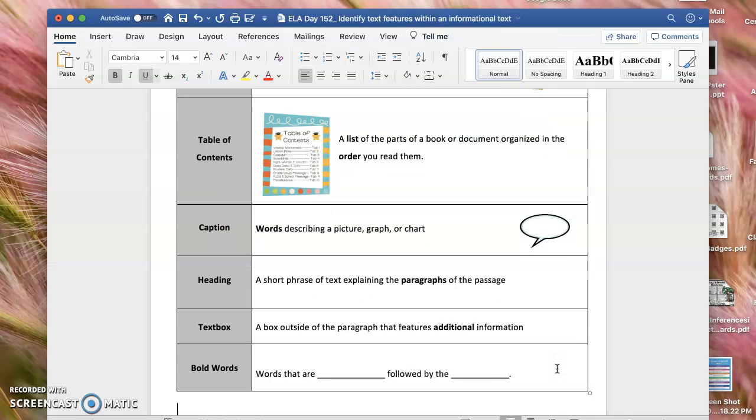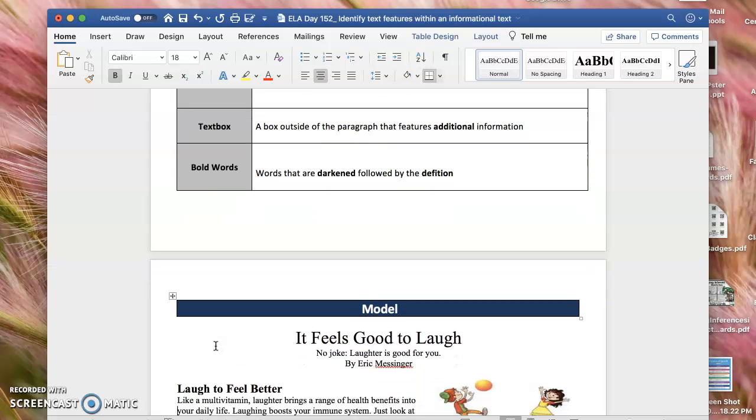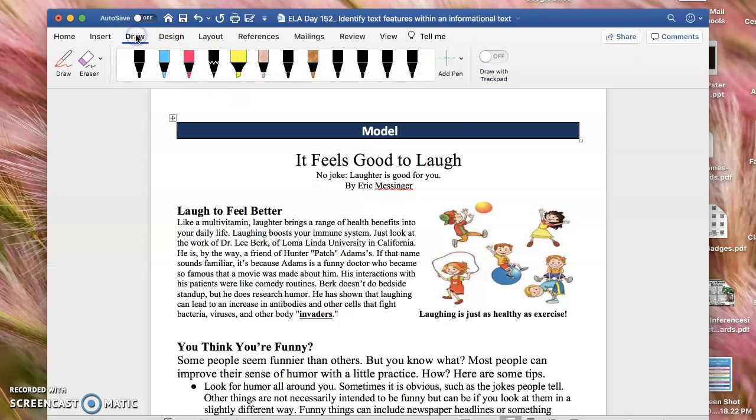Okay? And then lastly, bold words are words that are darkened, followed by the definition. Okay, good. Okay, guys, so we're ready to move on to our model. Now, guys, I want you to look at this passage. I know it looks like a long passage. The crazy part is that we're actually not going to read this whole passage because that's not what the most important part is. The most important part about this passage are the text features.